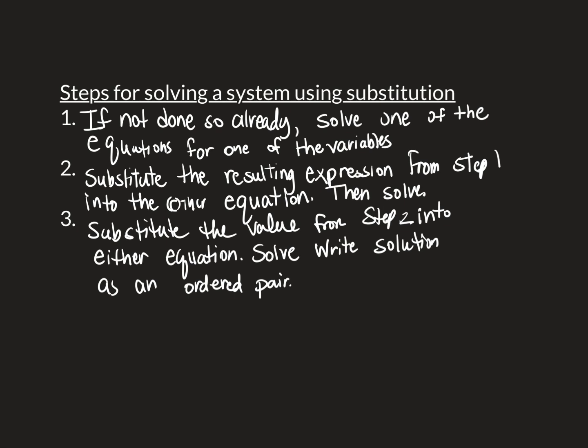Steps for solving a system using substitution. Step 1, if not done so already, solve one of the equations for one of the variables. Step 2, substitute the resulting expression from step 1 into the other equation, then solve. Step 3, substitute the value from step 2 into either equation, solve. Write the solution as an ordered pair. If you need to, go ahead and pause the video so that you can write down the steps. And then I'm going to go on to the first example under solving systems using substitution.